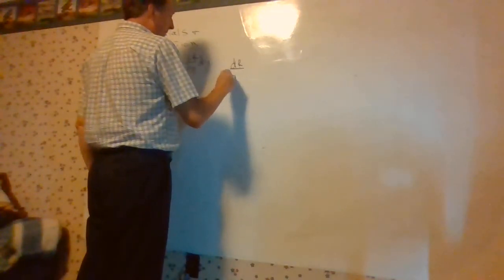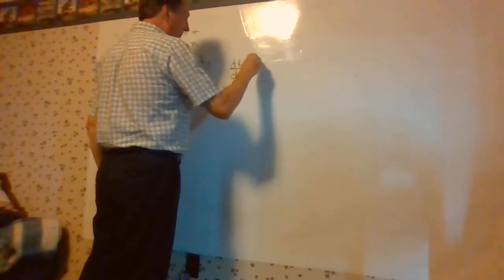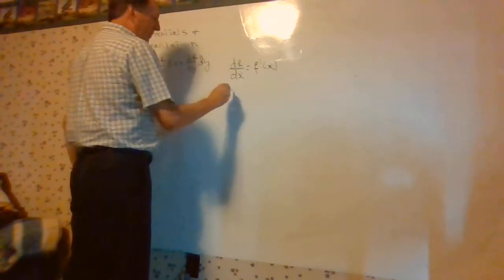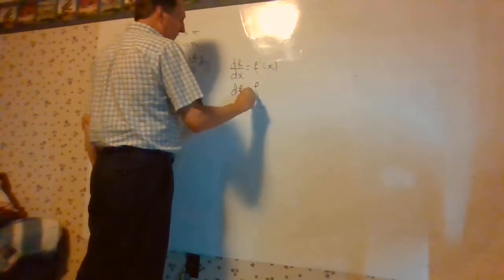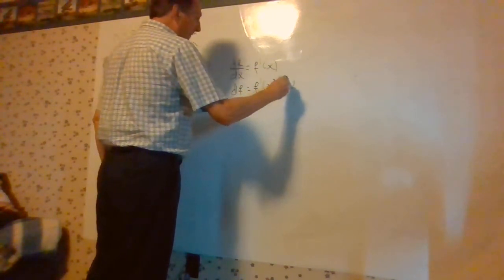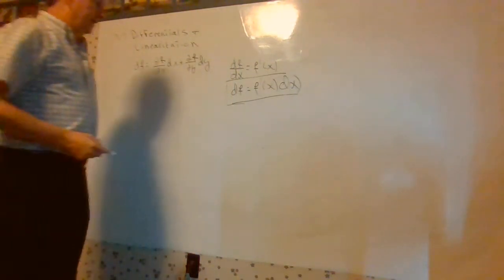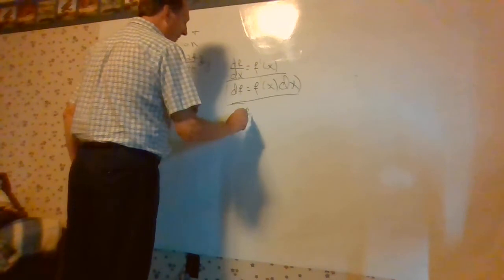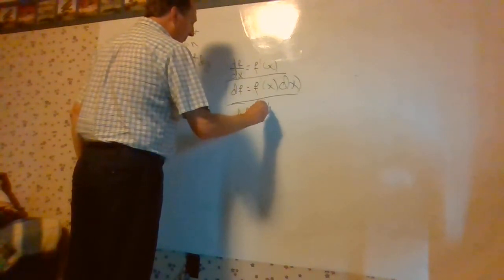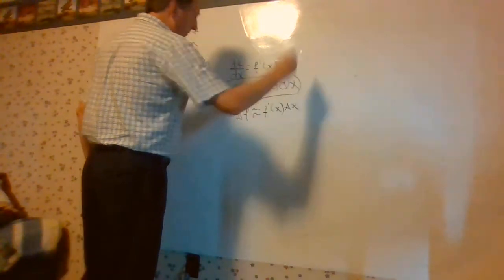14.4, differentials and linearization. When you took Calculus 1, you saw a differential formula, and it said df/dx is equal to f prime of x, and you multiply by dx, you have f prime of x dx, and this was called the differential of f. And we took that as an approximation formula. Delta f is approximately equal to f prime of x delta x.